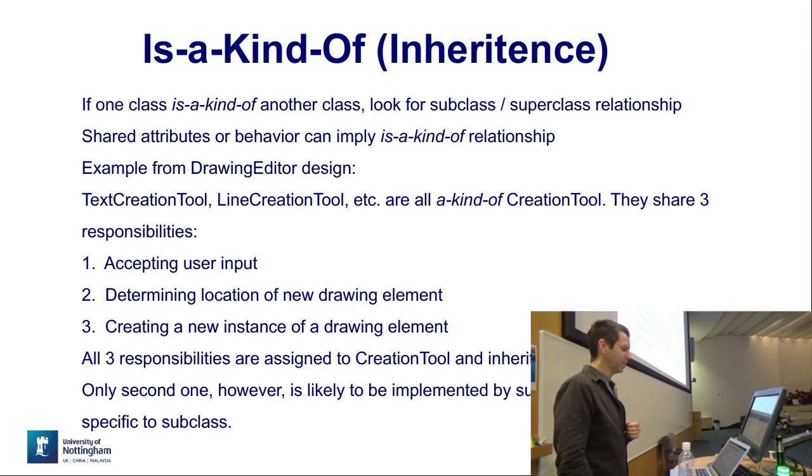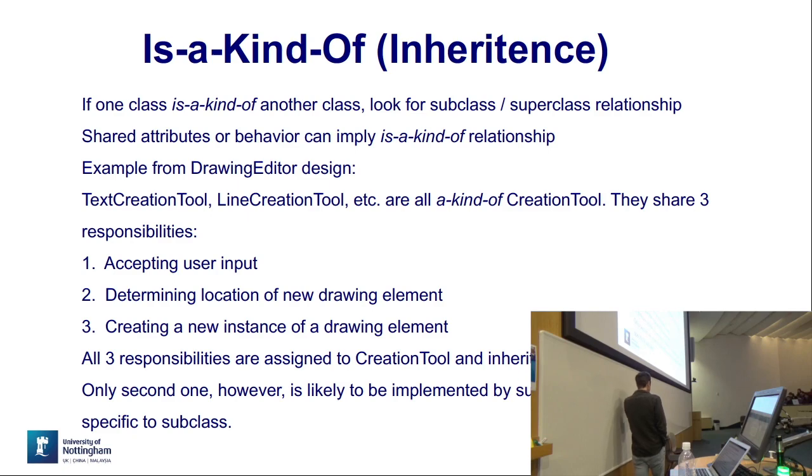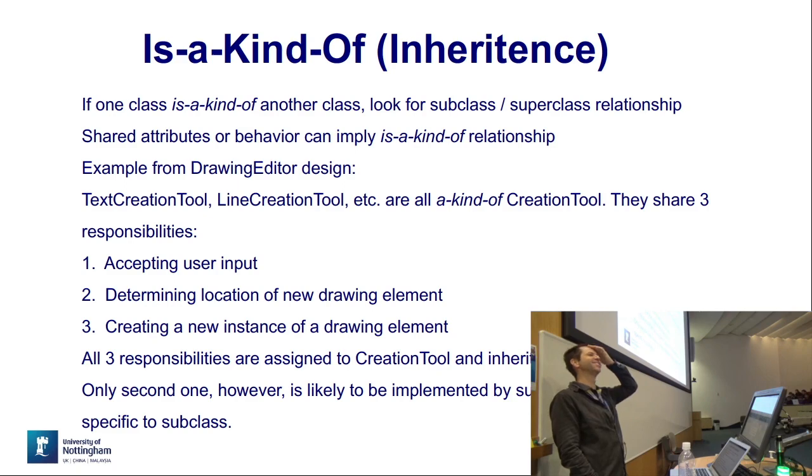If one class is a kind of another class, look for subclass, superclass relationships. By the way, I'm using redundant terminology here. So subclass and superclass also means child and parent class. Sorry for that. But that's the parent-child relationship. That's just two words for the same idea. Shared attributes or behavior can imply an is kind of relationship.